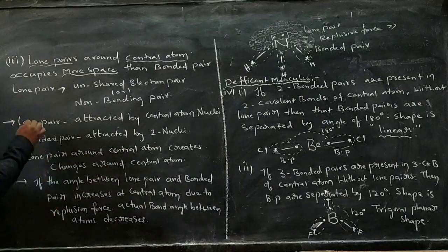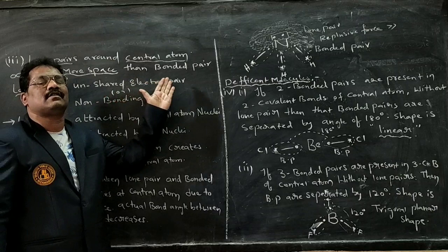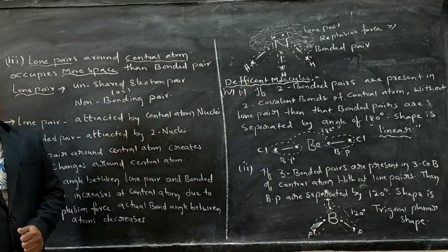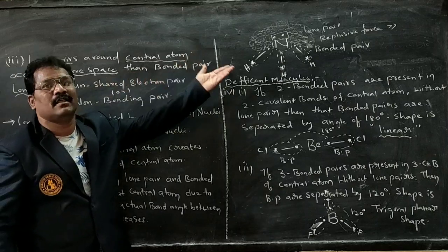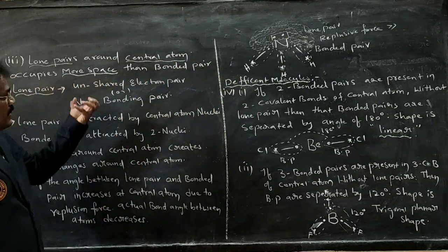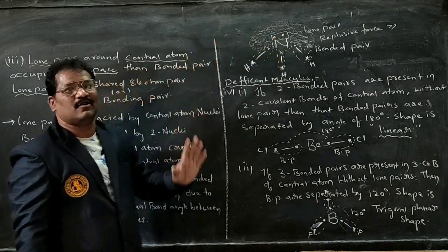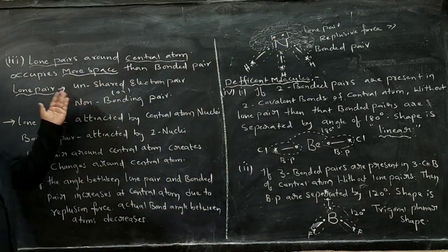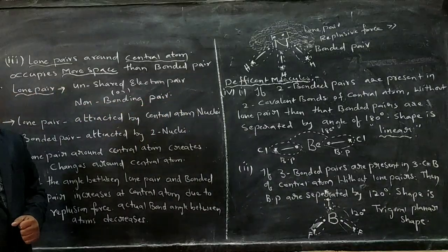Coming to what is called a lone pair. Lone pairs are nothing but unshared electron pairs. They are not shared by any other atom. They exist linked with the central atom only, or we can also call them a non-bonding pair.